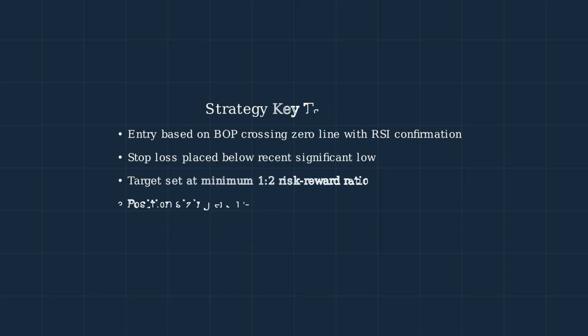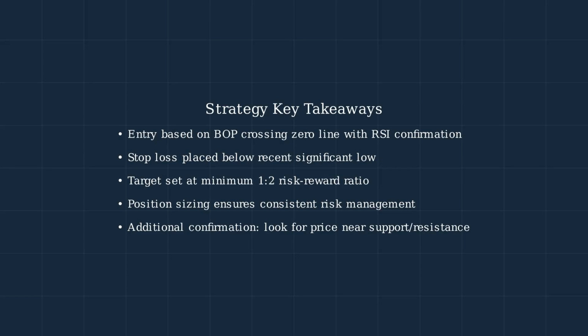To summarize the key elements of this BOP trading strategy, we enter based on BOP crossing the zero line with RSI confirmation, place stops below recent lows, set targets at minimum 1-to-2 risk-reward, size positions based on our risk tolerance, and look for additional confirmation from support and resistance levels.